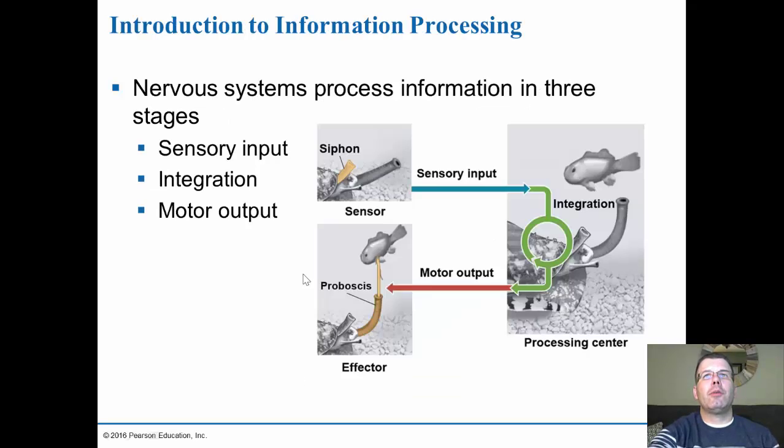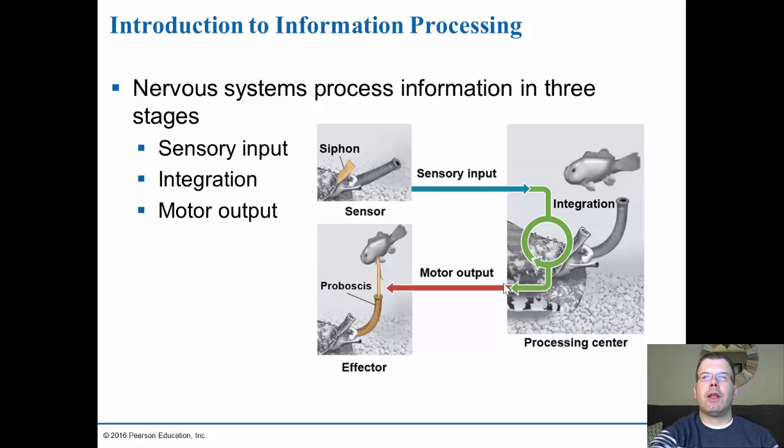Now, the nervous system processes information in 3 stages. So first, it will get a sensory input. So in this case with the snail, it looks at the siphon, and this is kind of taking a feel of the water. It's like, what's going on out here? And then once it gets a sensory input, it will then integrate that inside its ganglia, if that's all it has, or small little brain, like in this case with the snail. It will interpret that signal saying, there's a fish nearby. Let's stick the little proboscis out and capture that fish.